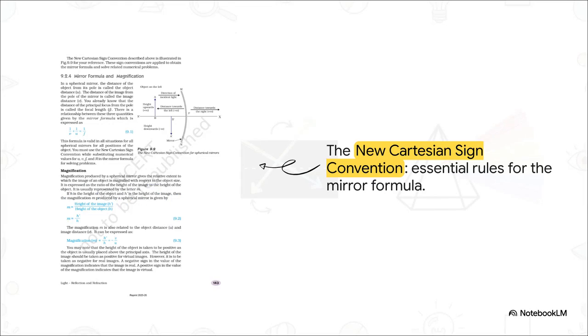Okay, but before we can just jump in and start plugging in numbers, we need a set of rules. Think of it like a map legend, right? We have to agree on which directions are positive and which are negative. This system is called the New Cartesian Sign Convention, and it's absolutely crucial. The main idea is that we measure everything from the pole, which is basically the center of the mirror surface.